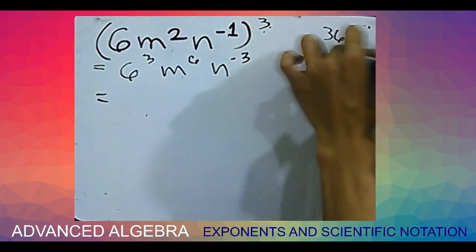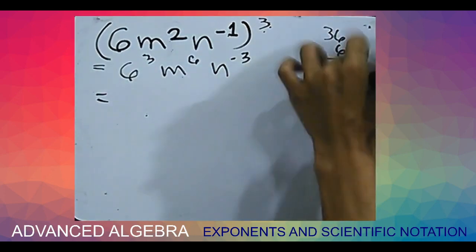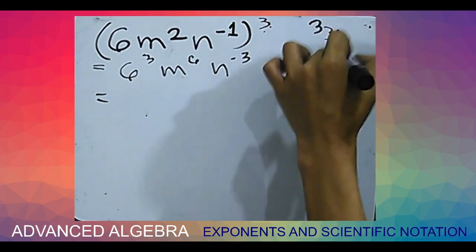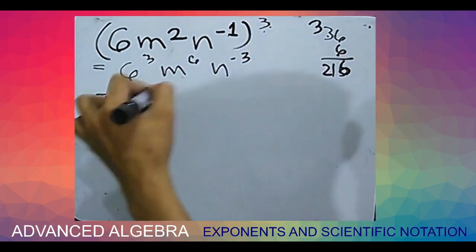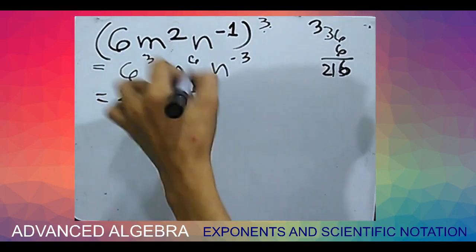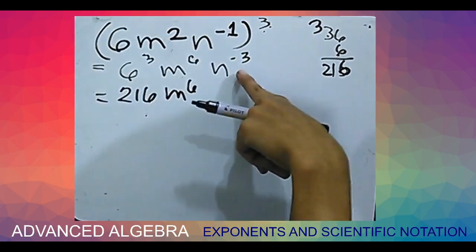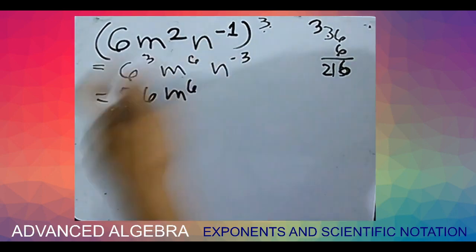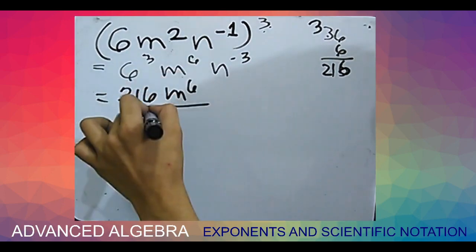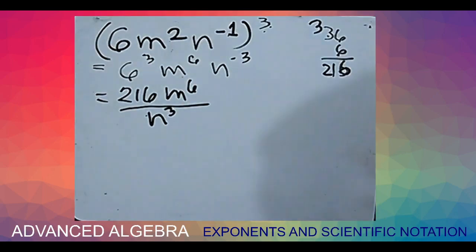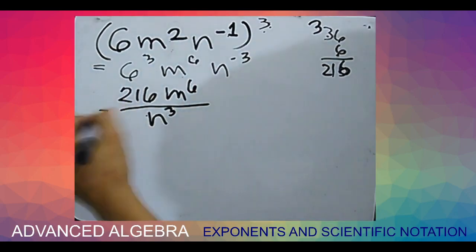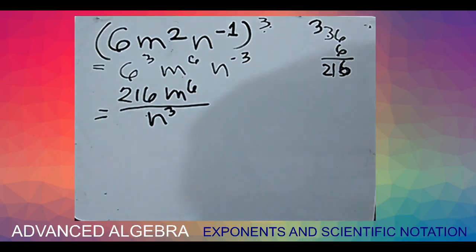Next, simplify natin 6 cubed: 6 times 6, 36, times 6 is 216. Copy lang natin si m to the 6th power. Next, negative yung exponent ng ating variable, so ibababa natin siya, magiging positive na siya: n to the 3rd power. Ganyan lang kasimple. So ito na yung sagot: 216 m to the 6th power over n to the 3rd power.